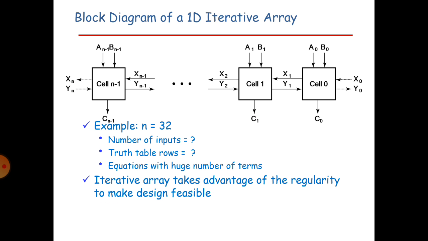So this is a block diagram of a 1D iterative array. Here we have a large number of inputs and outputs, truth table rows, and equations with a high number of terms. So an iterative array takes advantage of regularity to make the design feasible.